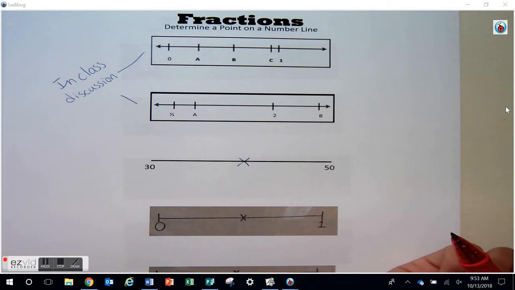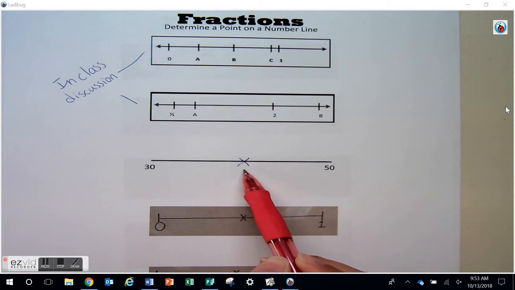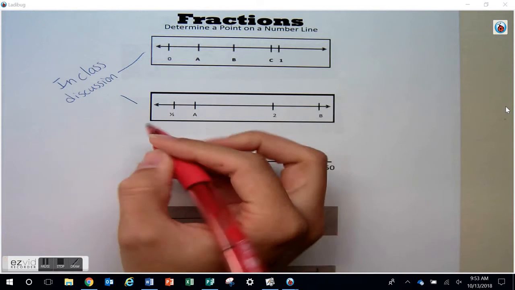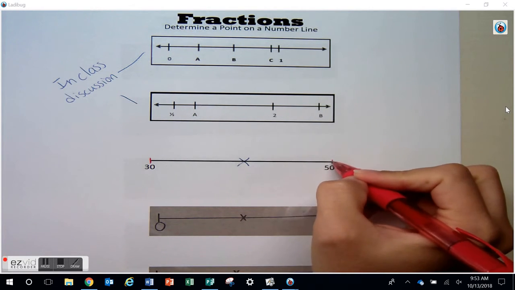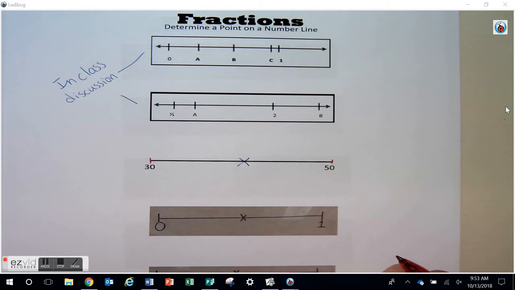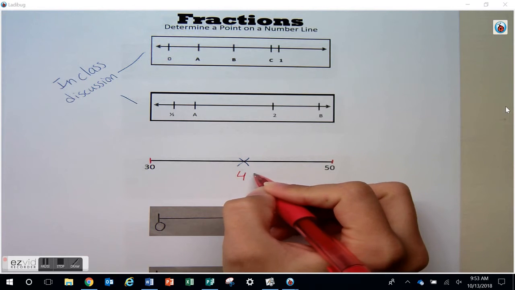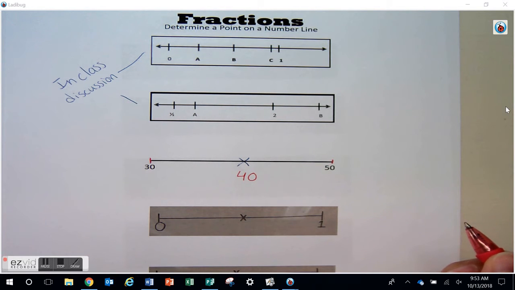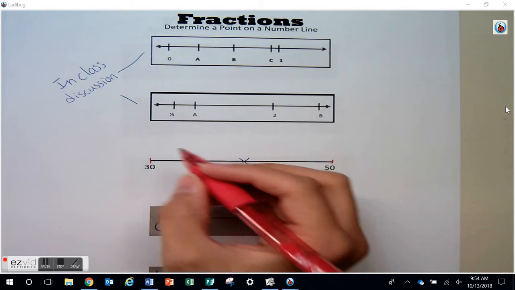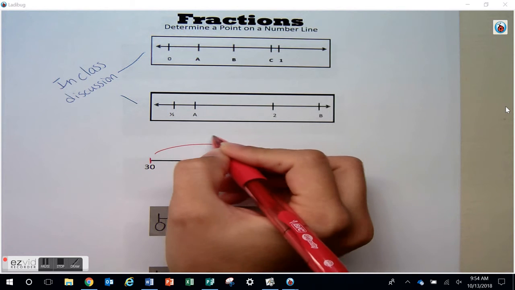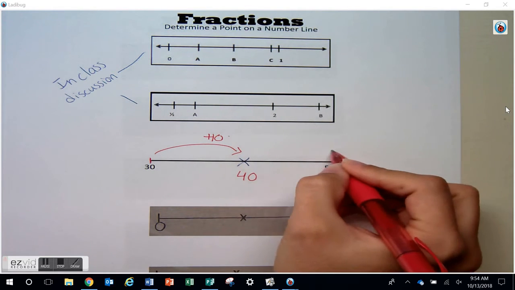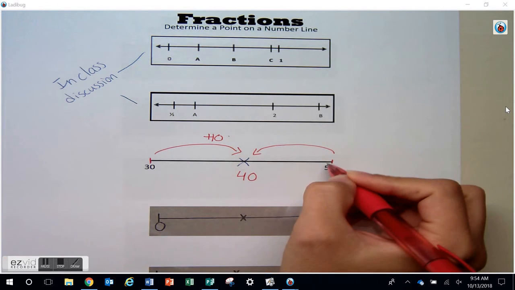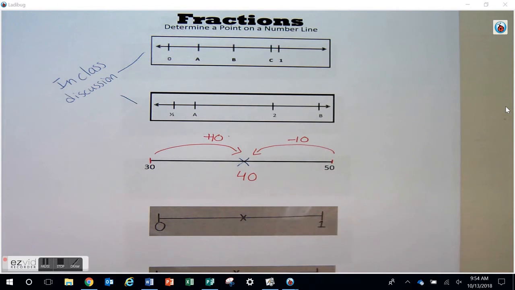But here, if I have 30 on my number line, right here, and if I have 50 on my number line, right here, what is the halfway point? Well, a lot of you already know that that halfway point is 40. Well, how could we do that? Well, I know that if I add 10 to 30, I get 40. And if I subtract that same amount from 50, subtract 10 from 50, I get 40.